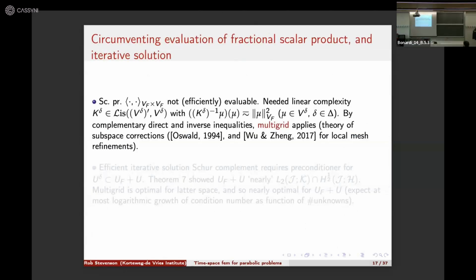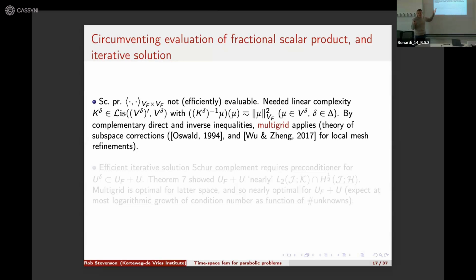Okay, we have another problem. The saddle point problem with this inner product now involves these fractional norms. We cannot evaluate them, so we have to cook up a preconditioner. And since we have complementary direct and inverse inequalities, you can do it with multigrid. If you are familiar with multigrid theory, for say the Poisson problem, it always works with direct and inverse inequalities. And we have them here.